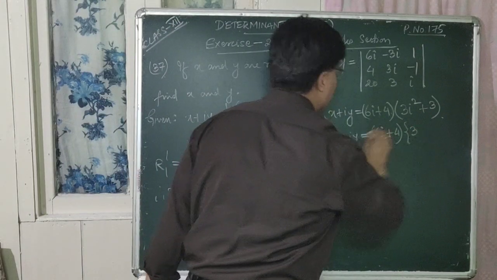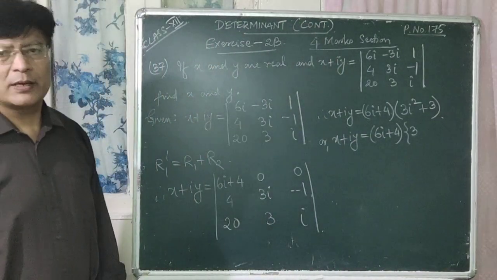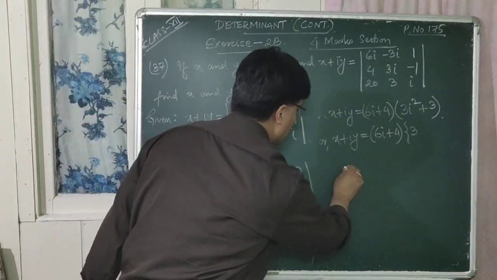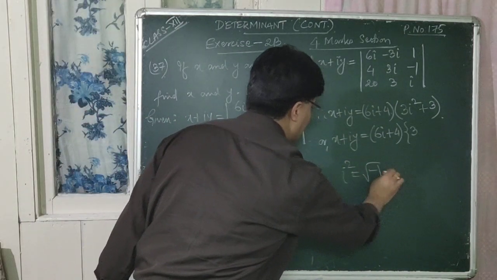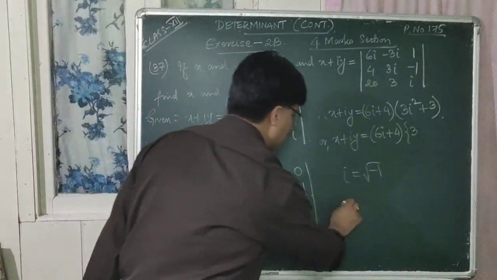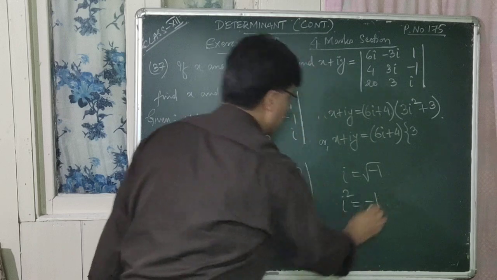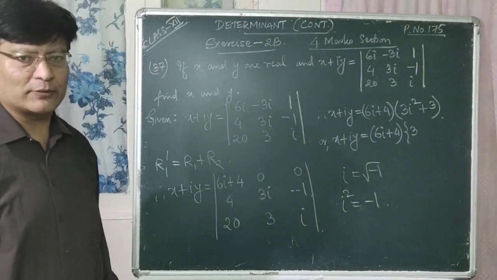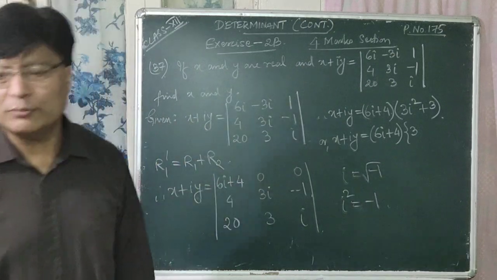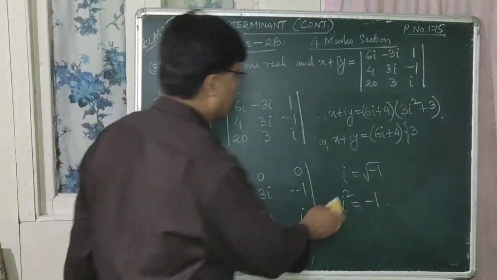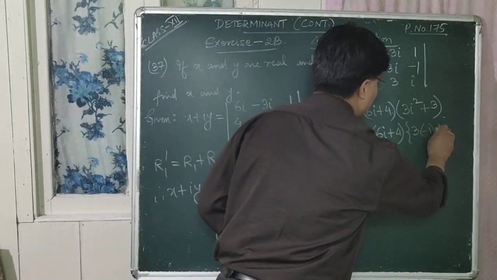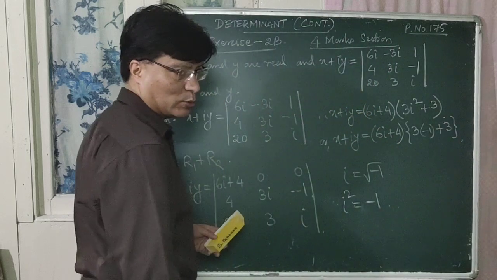Now within the second bracket, 3 into, what is the value of i squared? You know that i is equal to root over minus 1. So i squared is equal to minus 1, right? So what is the value of i squared? It is minus 1. You can write here, so it is minus 1 plus 3. The second bracket is closed, right?